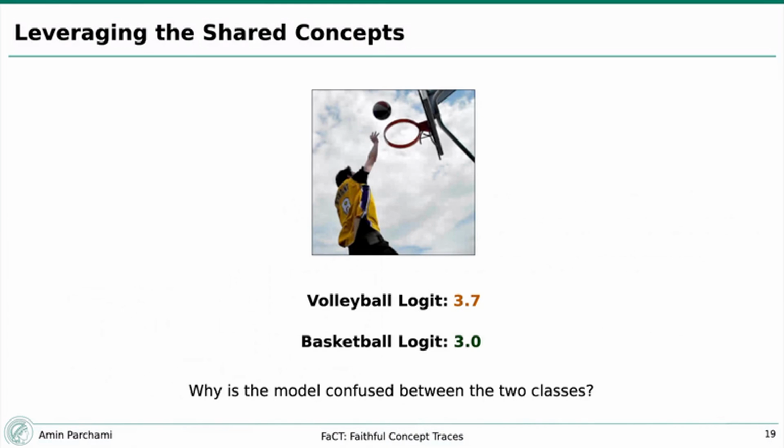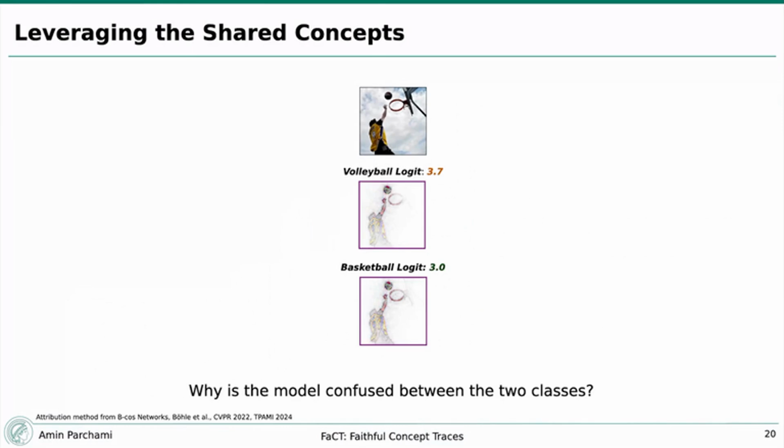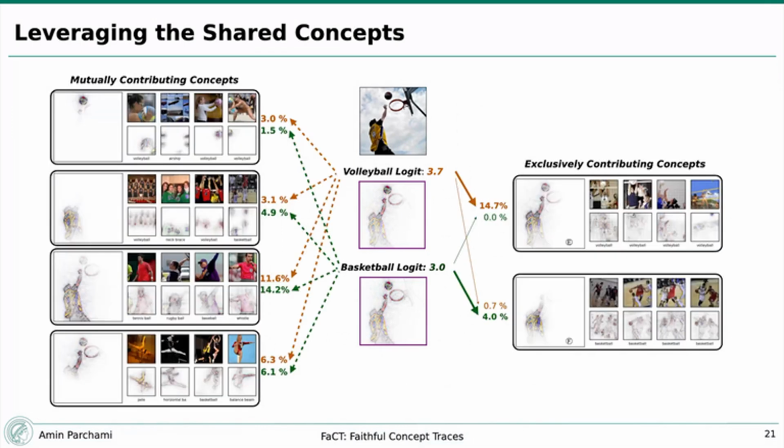With our concepts evaluated, we then explore whether the concepts aid understanding the decision-making of the model. Here, we look at a misclassification case where the model is confused between the volleyball and basketball class. At first, we can apply existing attribution methods to each logit. While these methods highlight where the model is looking, this is not sufficient to understand the confusion between the two classes.